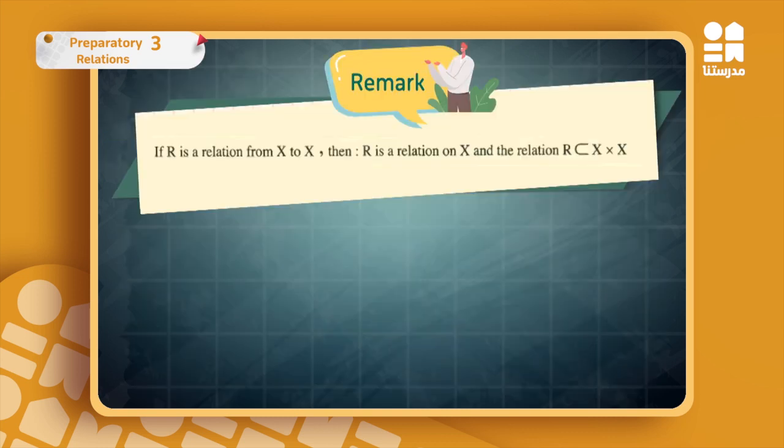This is a note: we say if R is a relation from x to itself, as we saw in the Knowledge Bank video, x to x, R is a relation on x, and this relation is a subset of the Cartesian product x by x.